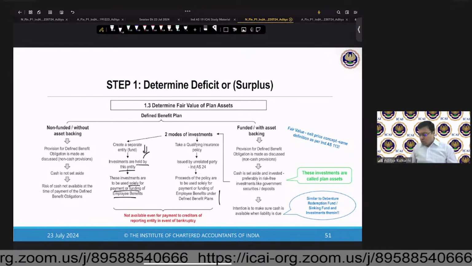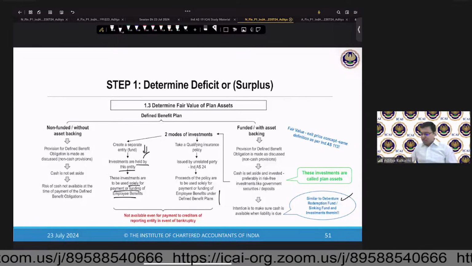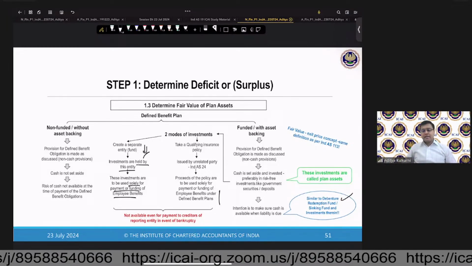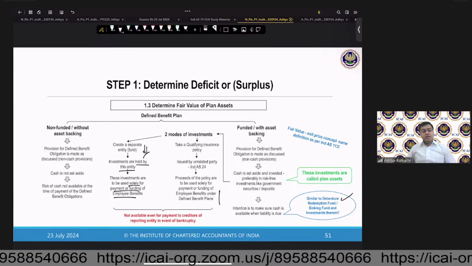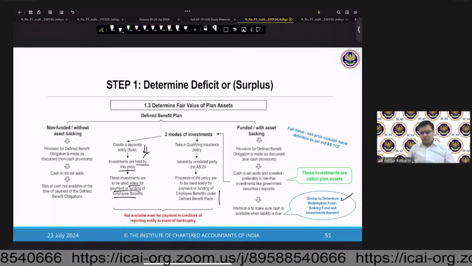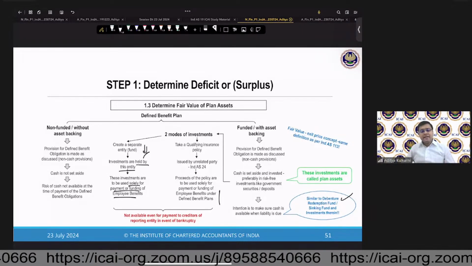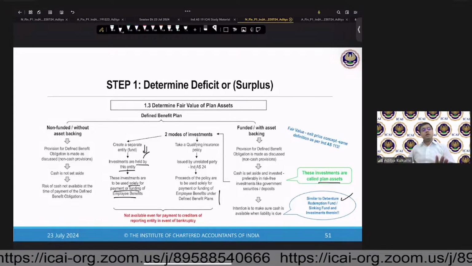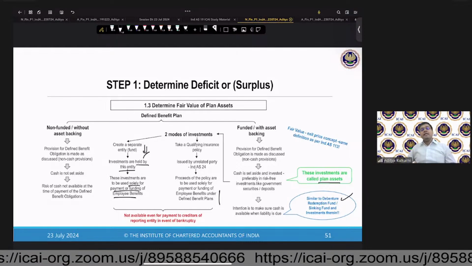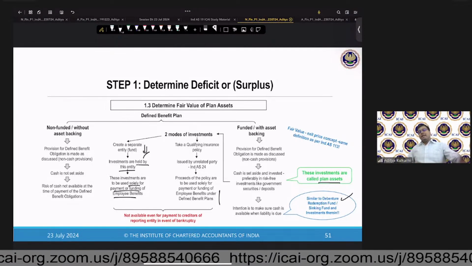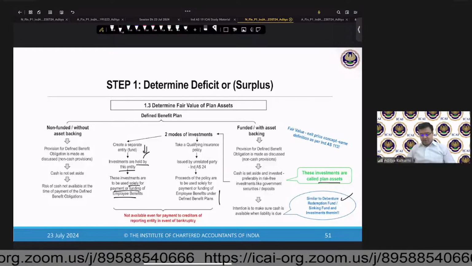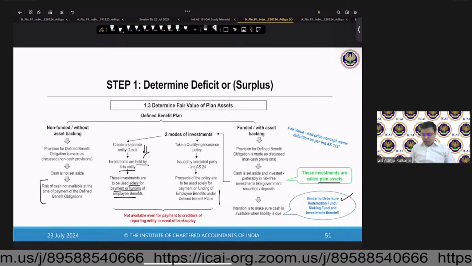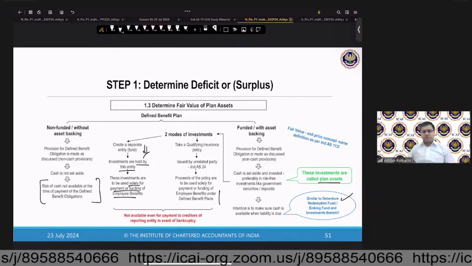If you recollect, we had something like a debenture redemption fund or a sinking fund when you studied redemption of debentures in your CA Intermediate or CA Foundation. These investments are called plan assets. Why plan? Because it is pursuant to a defined benefit plan, and therefore we call them plan related assets, or simply plan assets. Just to avoid the risk of cash not being available, it is advisable to have plan assets.